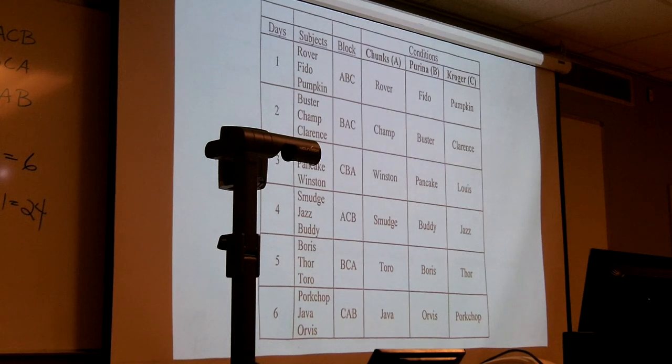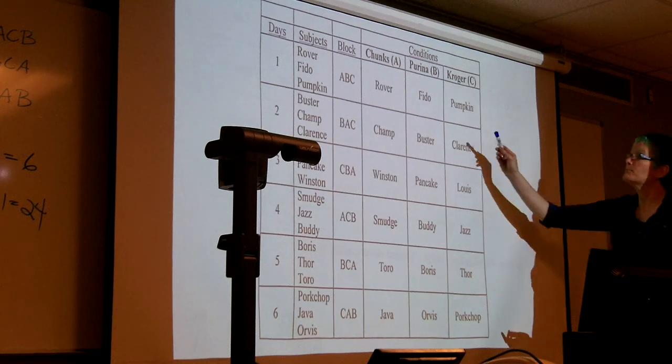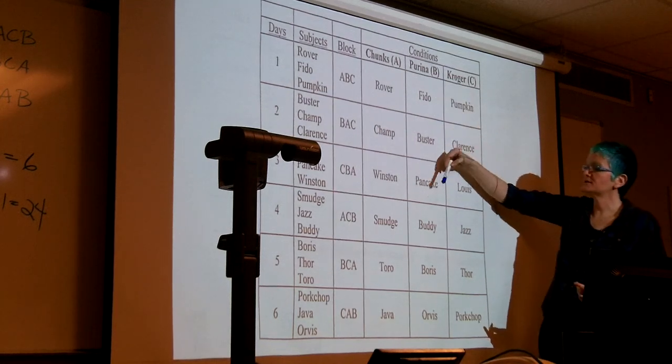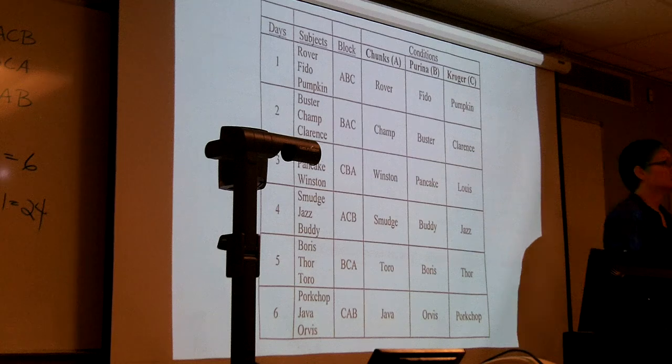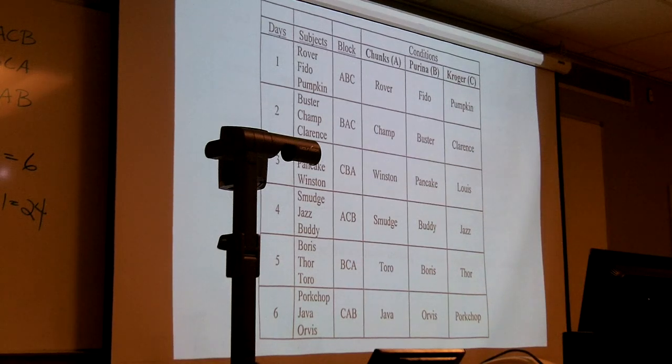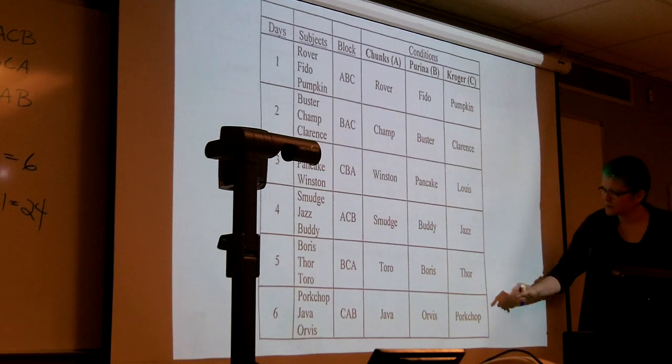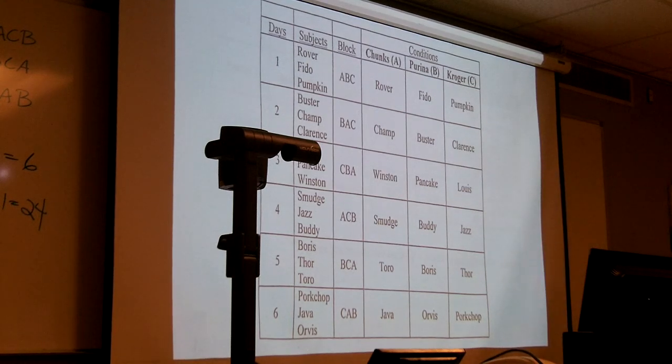No, but it might, and I just eliminated it as a problem by balancing it across the conditions. Okay? My Purina dogs are going to be Fido, Buster, Pancake, Buddy, Boris, and Orvis. Those are going to be the dogs I gather Purina data from. And Pumpkin, Clarence, Lewis, Jazz, Thor, and Pork Chop are going to give me data about Kroger Kibble.